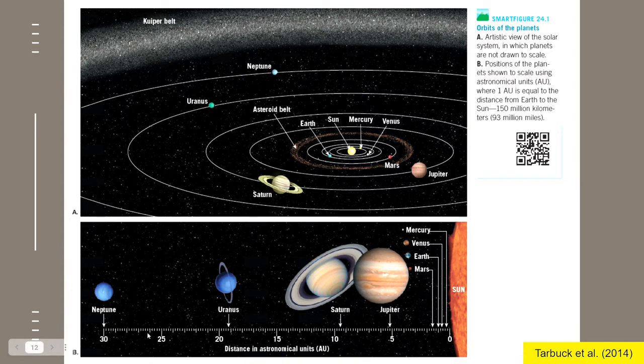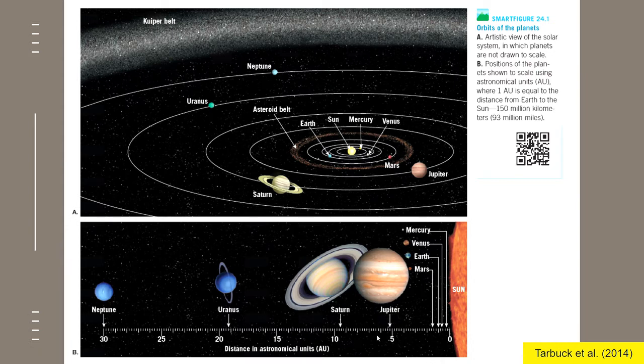Now here at the bottom shows us the distances of each planet from the sun using astronomical units. Okay, so 1 AU, 1 astronomical unit, is equivalent to the distance of the Earth from the sun. So that's around 150 million kilometers. So as you can see, the terrestrial planets are found within 1 to 2 astronomical units from the sun.